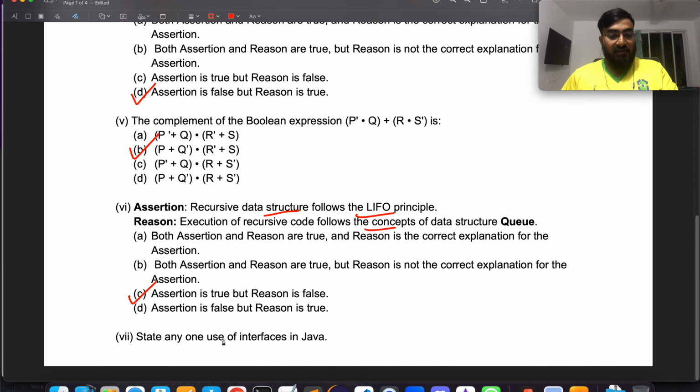Next is one of the uses of interfaces in Java. It is used to achieve abstraction. It is used to achieve multiple inheritance. You can write any one of those.